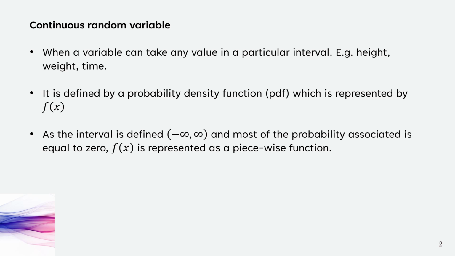So to explain what a continuous random variable is: it's a variable that can take any particular value in a particular interval. So it doesn't have to be a whole number, it can be decimals. Height, weight and time are good examples of that. It's defined by a probability density function, and that's represented by f of x.